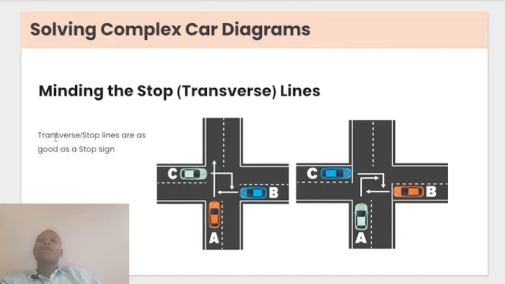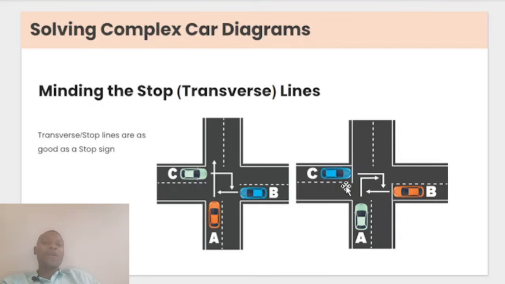Okay, now I want us to talk about minding stop or transverse lines. So what are stop or transverse lines? Here I have two car diagrams that are almost the same. You can see that we have C here, we have B here, and we have A here. Same as this one, C, A, and B, just that this one has stop lines. So we are going to look at this one first, and we will probably see that by reason of these stop lines being there, our answer is going to be different. The question is always the same: which one goes first, which one goes second, which one goes last?